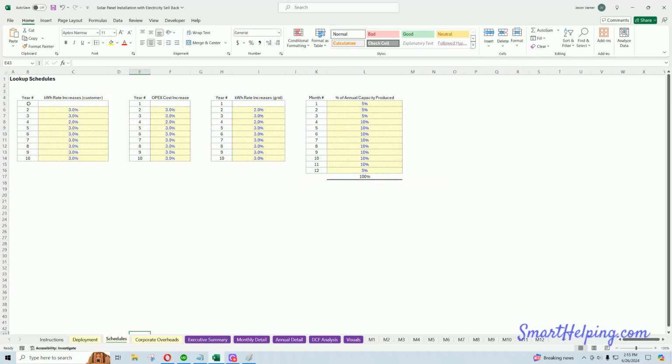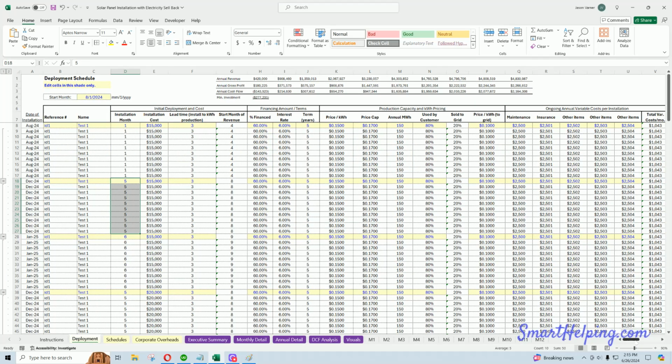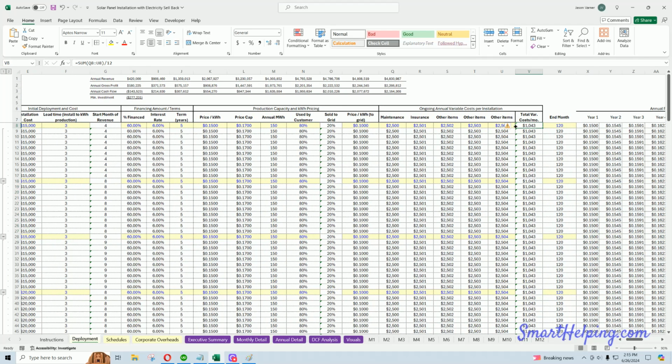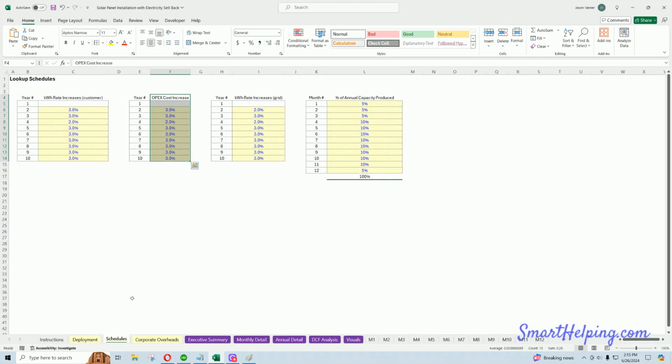Here's your schedules tab. So this is how you can change your kilowatt hours, how much you're going to increase that by per year. Here's how much your OPEX costs increase, and by OPEX, this is the direct variable costs per install right here. So this section, and this drives how much that goes up by every 12 months. Your kilowatt hour rate increases for the grid.